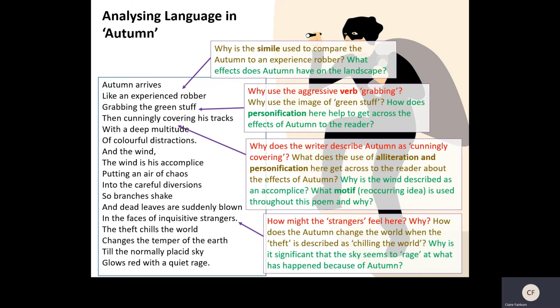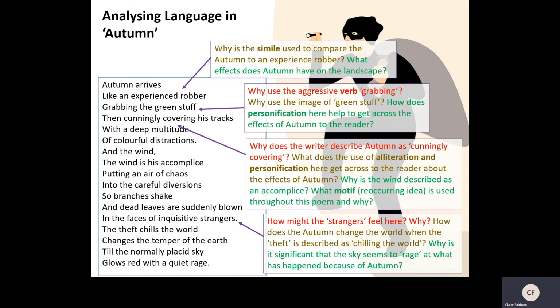Okay, and then moving down, why use the aggressive verb grabbing? So if I grabbed your arm and I held it out and I grabbed you, okay, why is that aggressive verb being used? So grabbing the green stuff. Why use the image of green stuff? And then how does personification, so giving human feelings and emotions to autumn, how does it get across the effect of autumn to the reader?